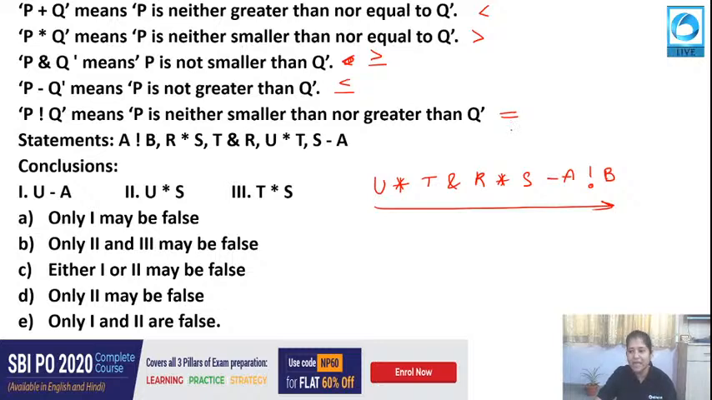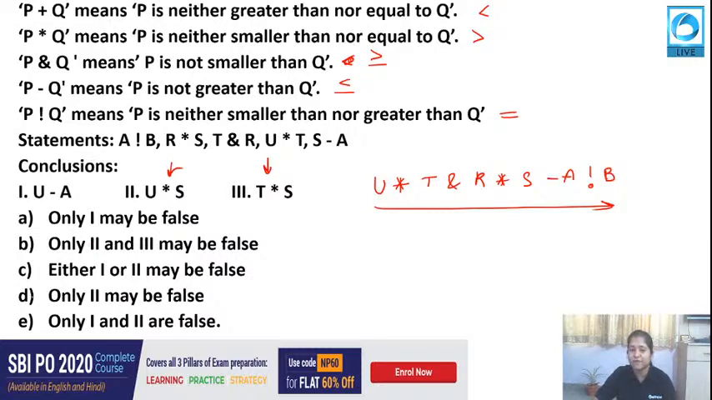1 may be false is absolutely right, Trina. Bilkul. So, 2 and 3 are absolutely right. That is, this one is right. This one is definitely true. So, 2 and 3 are definitely true. And the first one is may be false. Definitely false nahi hai, wo may be false.